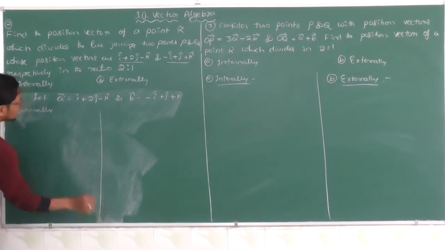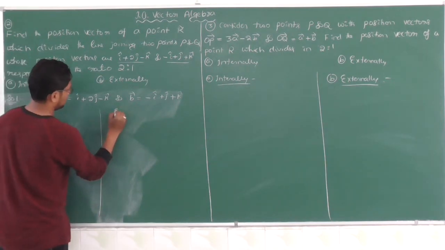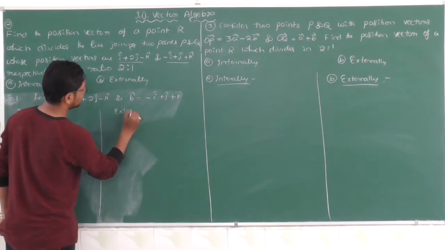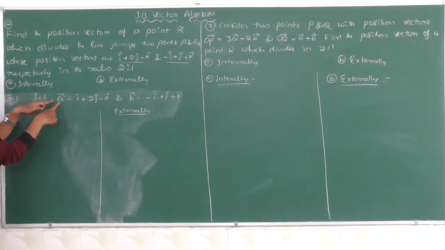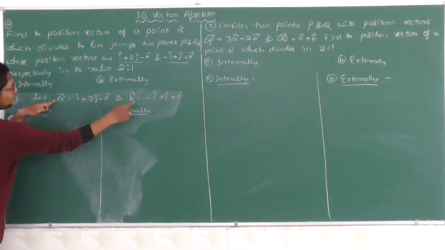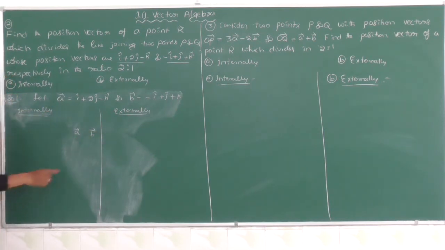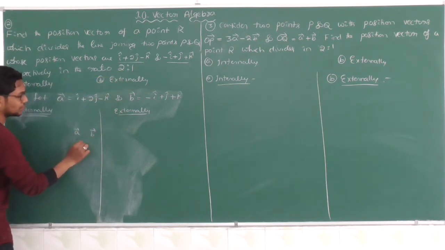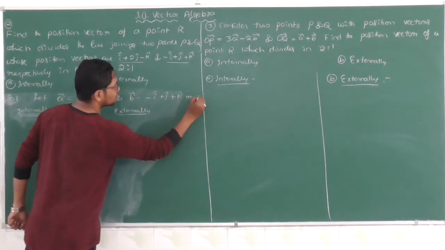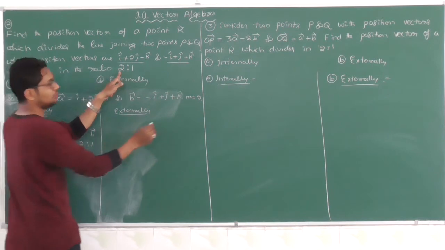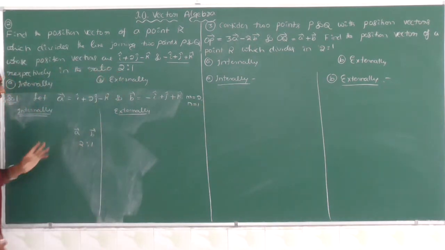I don't have the space, that's why I am doing it here itself. It is internally and it is externally. Here we have the vector A, here we have the vector B, which divides the line segment in the ratio 2:1. Or you can take m equals 2, n equals 1. You just write the section formula internally, OR vector.